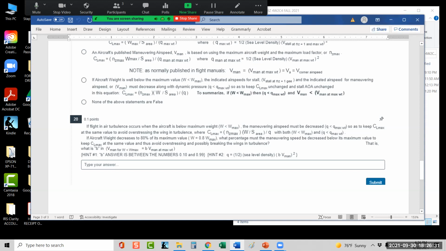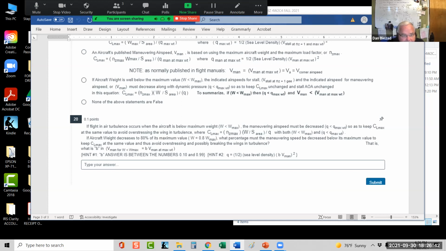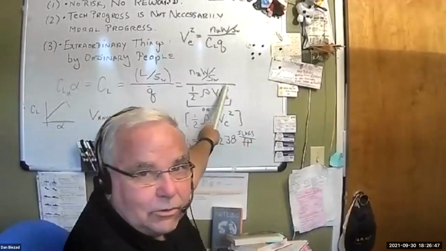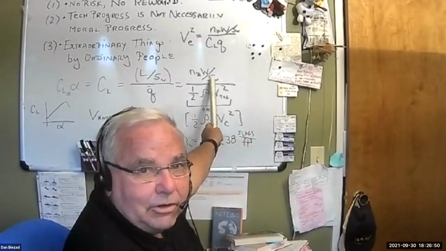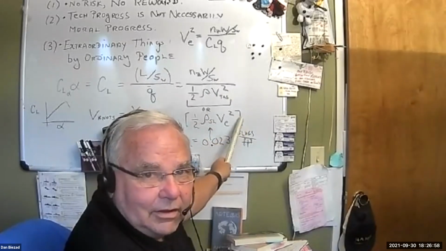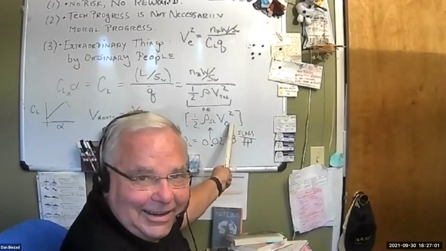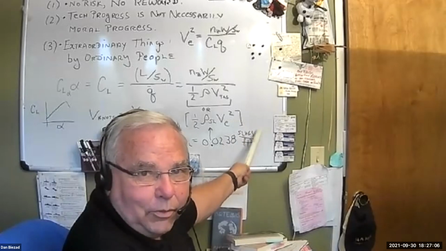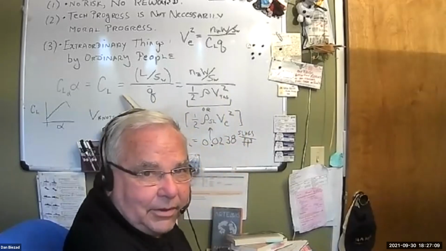So if we decrease weight, basically to 80%, what I'm saying there is that this numerator is going to be 0.8 of its old value, right? So what will put a 0.8 down here? The square root of 0.8, right? You're going to put the square root of 0.8 in the velocity and square it. I'm going to get 0.8 outside. The 0.8s will cancel, and then I'll have the same C sub L.